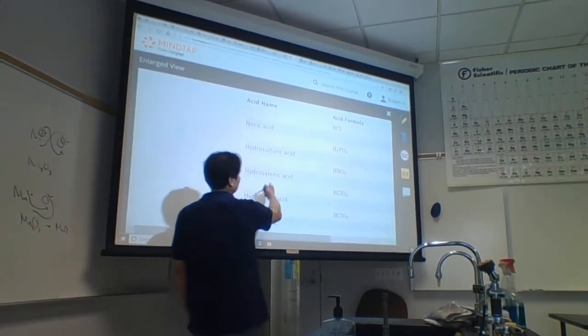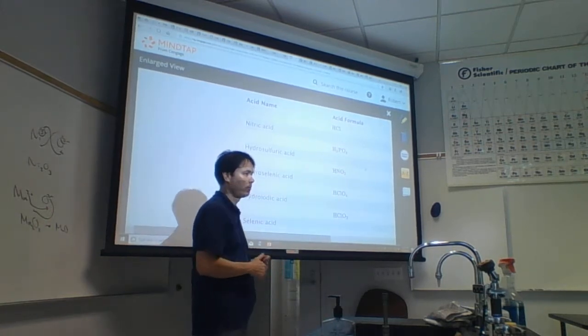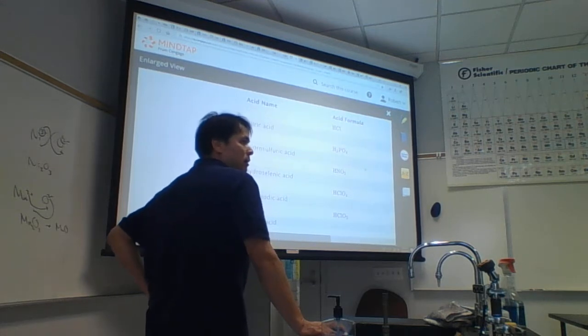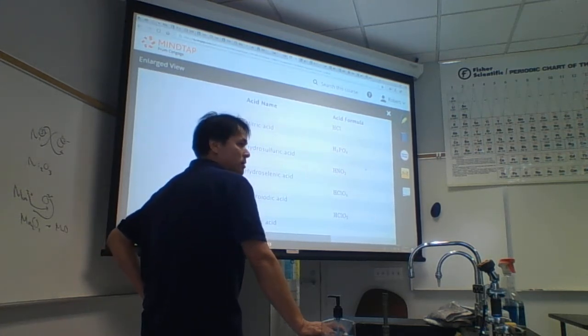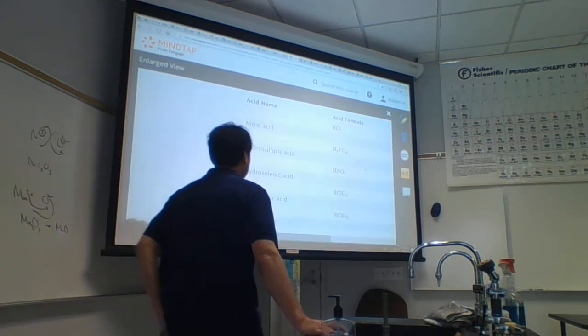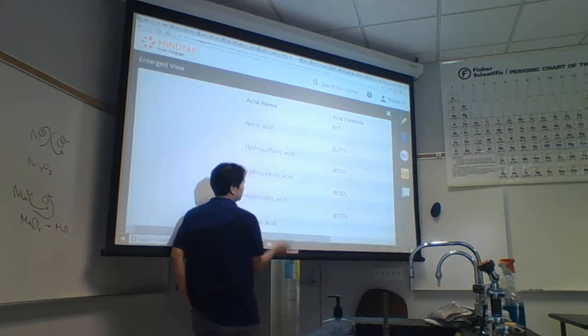What's this one called here? What's the anion? Is that nitrate? Nitrite? Nitrite. That's nitrite. Therefore, its acid would be called nitrous acid. Nitrous acid goes here.